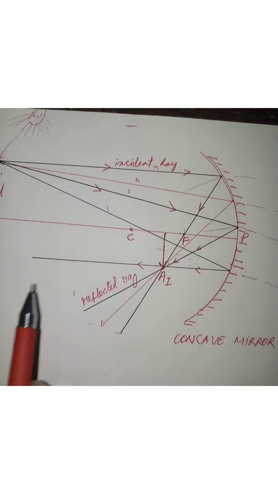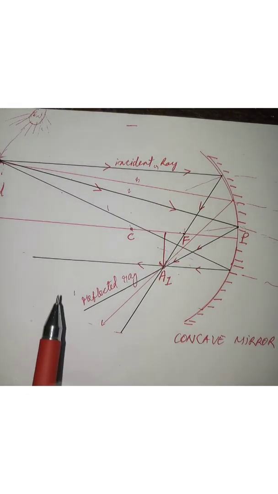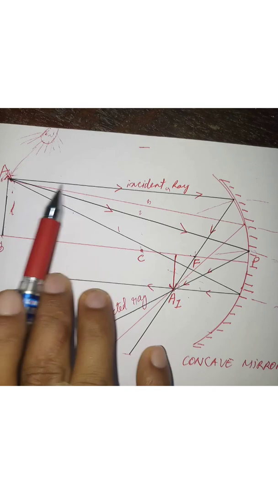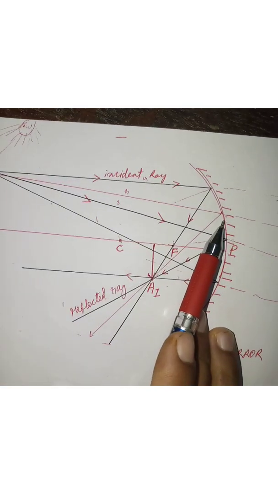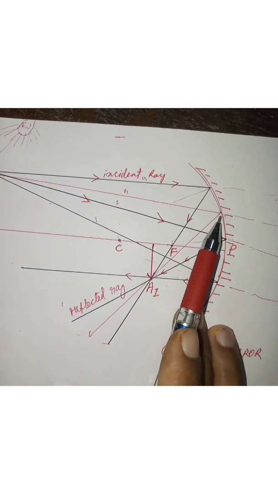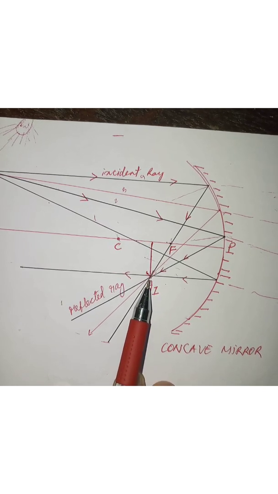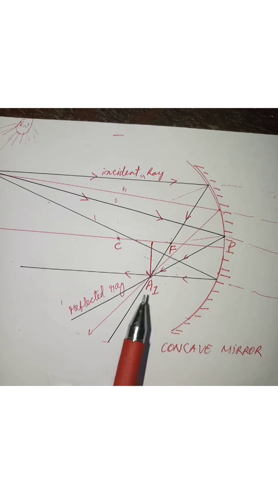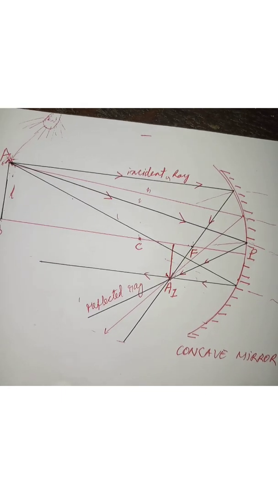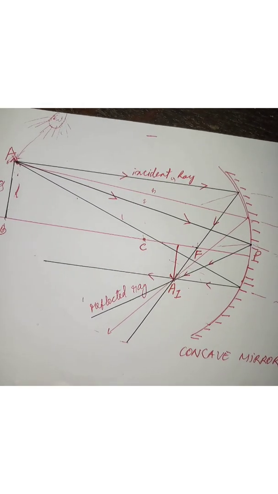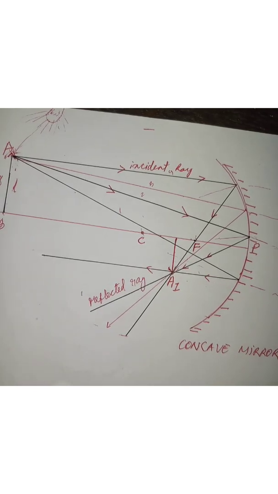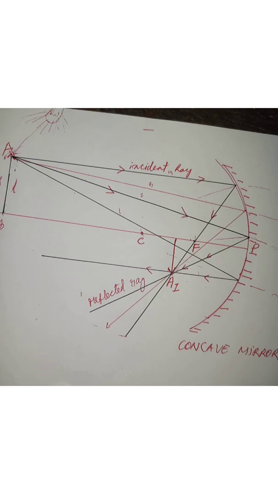I hope you understand what is the meaning of real image. When rays of light diverge from a single point into different directions, after reflection or refraction, they will meet at the same point. That same point will form an image upside down. Now you will ask the question, what happens if an image is upside down?